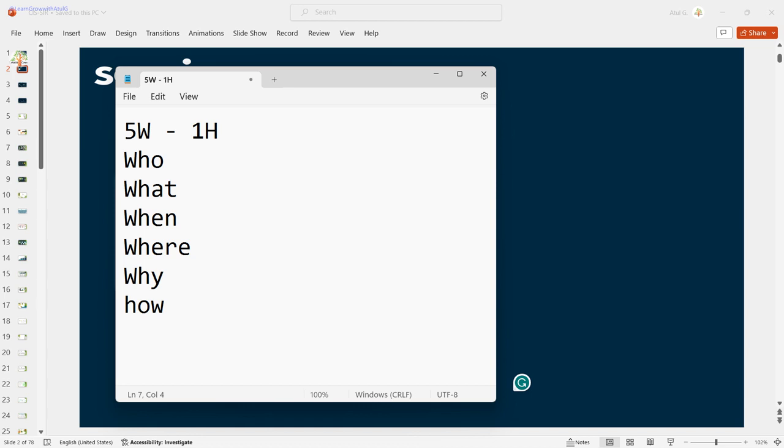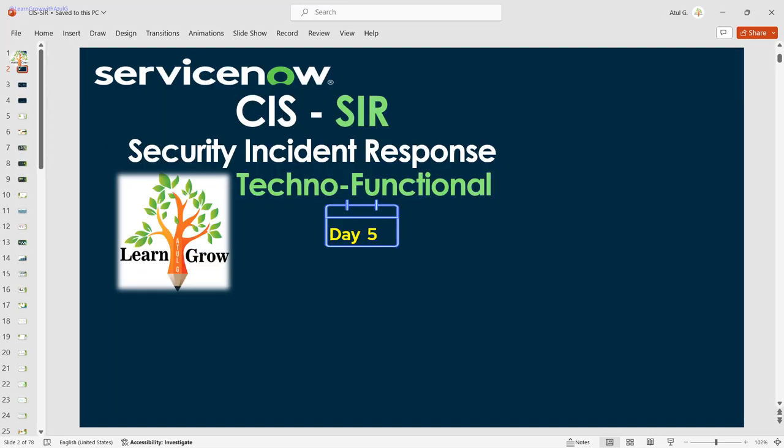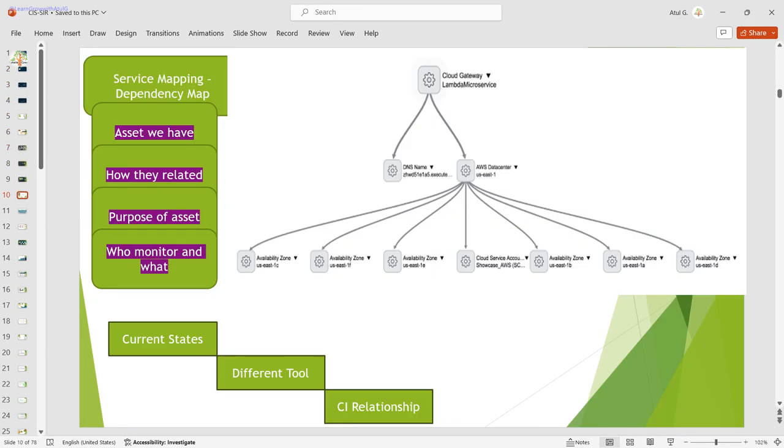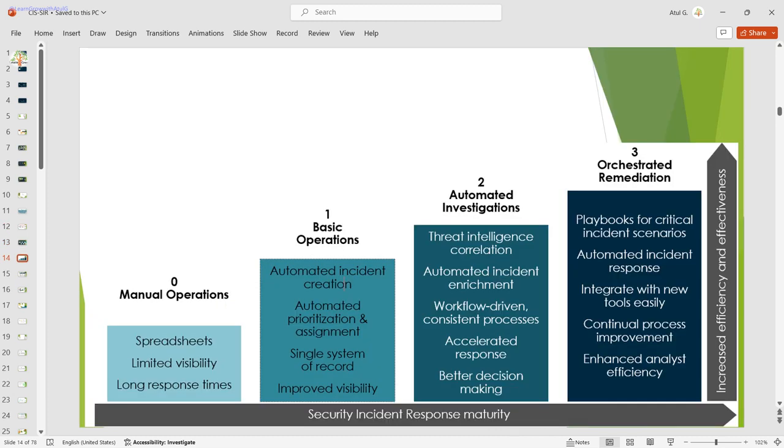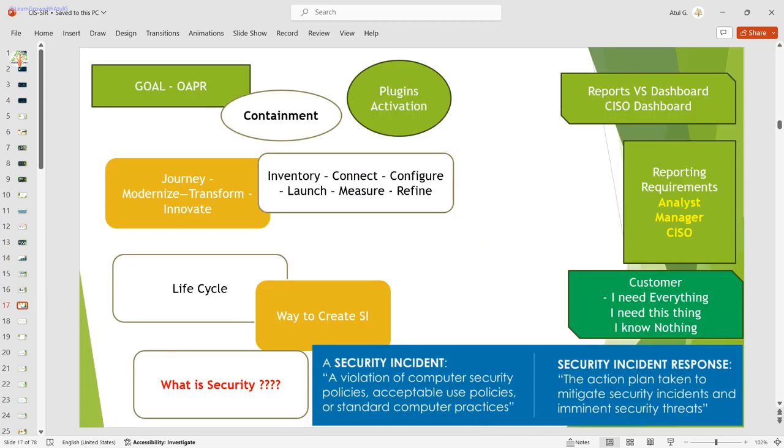Why would anybody need a ServiceNow implementation? Why would anybody need ServiceNow? Why would anybody need the reports? And how can that data be presented? So in today's discussion, we are going to see these 5W and 1H parameters for the major part. Before we start, you can see on the screen that we are left with the plugin activation. Plugin activation will be the next part, which we are going to cover on day 6.